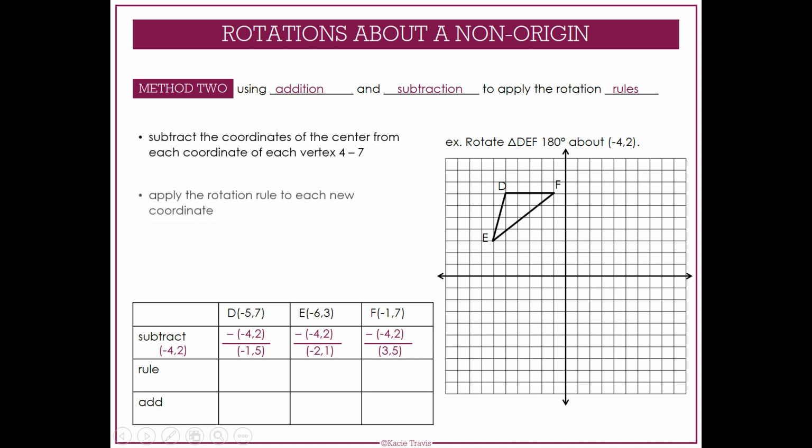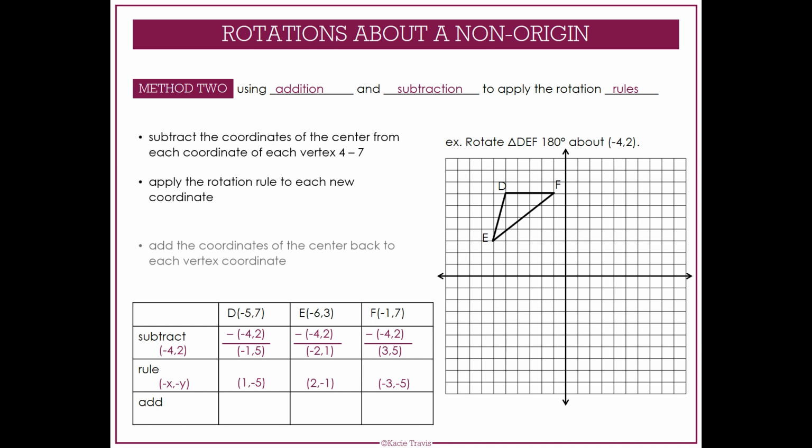So once we get these new points, we're going to apply the rotation rule like we did from our previous lesson. So we're rotating 180, which just means that both our x and our y will change signs. So that gives us negative 1, negative 5 turns into 1, 5. Negative 2, 1 turns into 2, negative 1. And 3, 5 turns into negative 3, negative 5.